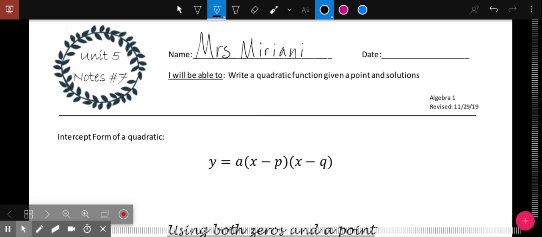All right, so today we're going to be looking at our last form for quadratic functions, and that's going to be intercept form. The most applicable way to use intercept form is when we're writing, and that's whenever you're given your solutions or your zeros and a point.